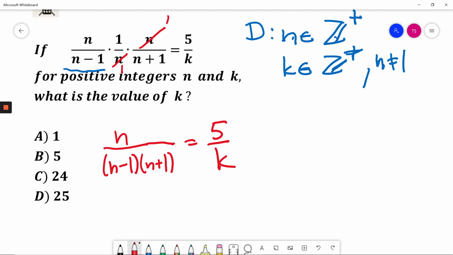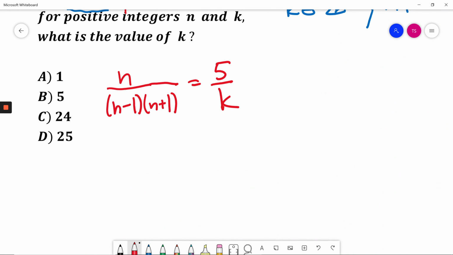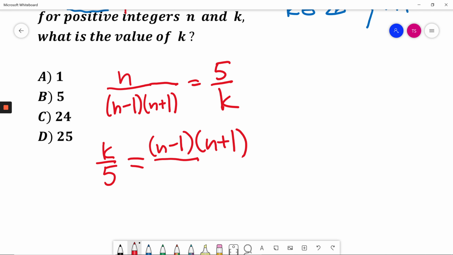Next step will be, what's the value of k? I want to calculate k. So I will take the reciprocal of those fractions. 5 divided by k, I'll write it on the left side, will be k divided by 5. And I took the reciprocal of the left side, so I will take the reciprocal of the right side: n minus 1 times n plus 1 divided by n.